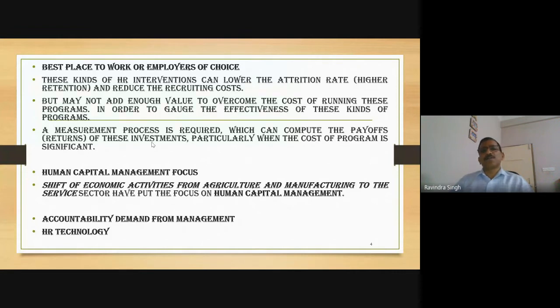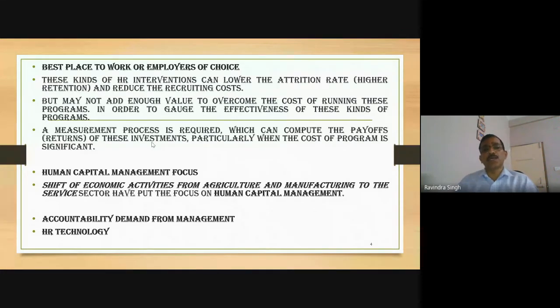These kinds of HR intervention can lower the attrition rate. If this is the concept of your employer, then attrition will drop down, and retention will increase. Means आपको जो बाहर जाने का रास्ता है, जो बाहर छोड़ने का है, resign, that will reduce. Lower the attrition rate means higher retention and reduced recruiting costs. Once there is no resignation, every employee is satisfied, then why will they resign? There is no interest to resign once you are getting a good salary or respect, but it may not add enough value to overcome the cost of running these programs.